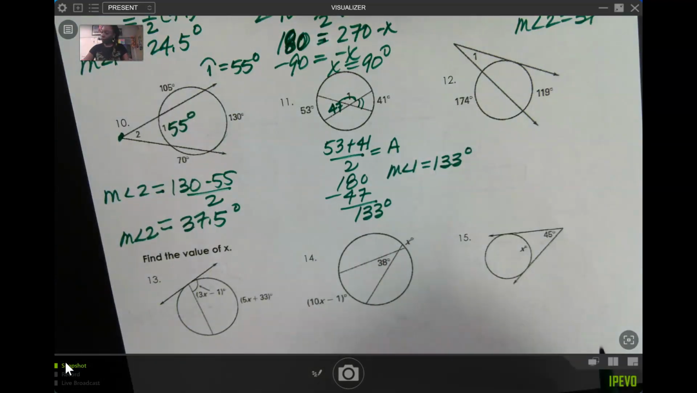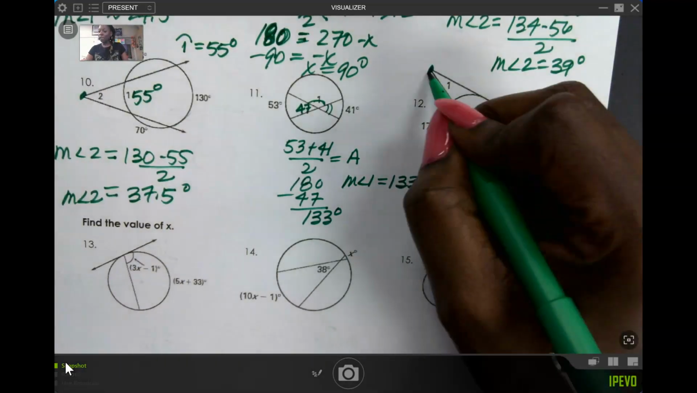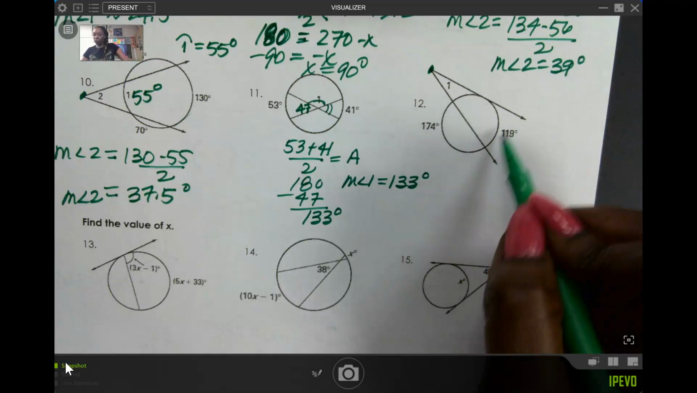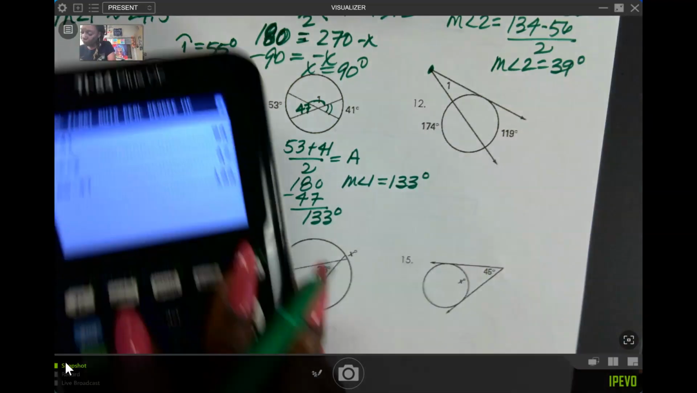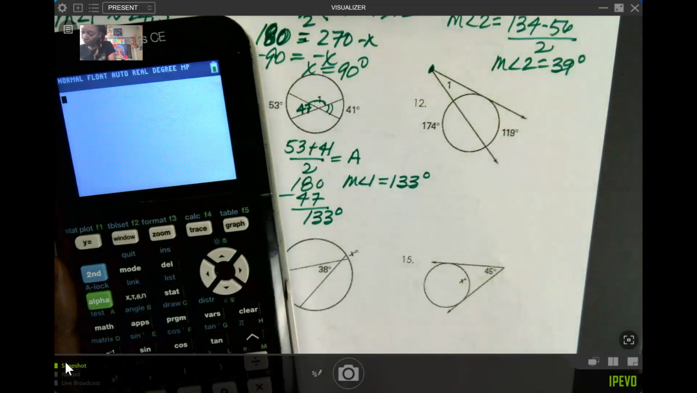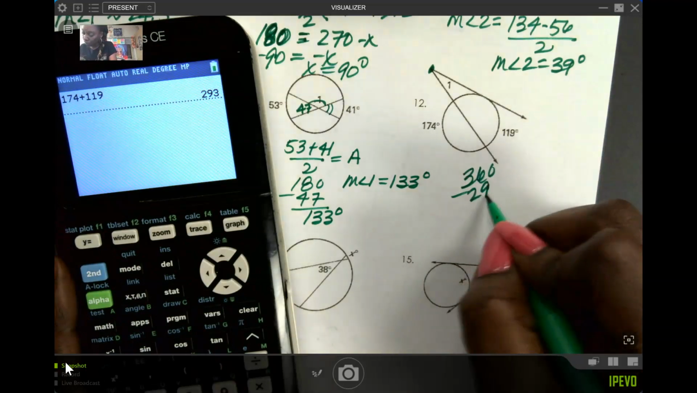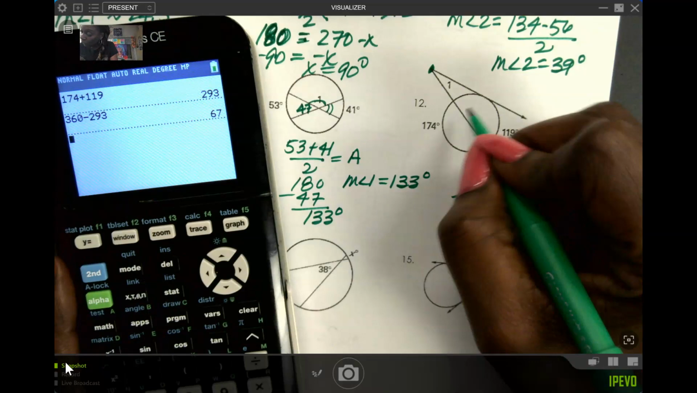All right. We got a secant and a tangent. This is secant tangent, but the vertex is still on the outside, okay? All of this arc piece is 174. This arc piece right here is 119. So we're going to go ahead and take 174 plus 119. That gives us 293. We're going to take 360 minus the 293. That gives us 67. Okay, so that leaves us with 67 here.